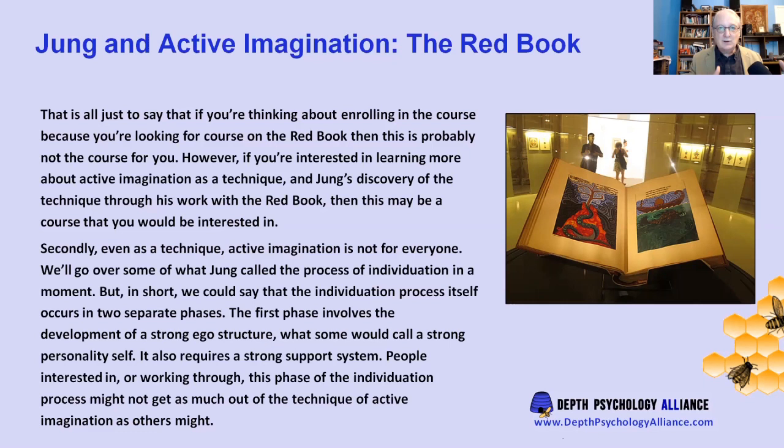There's no mention of the individuation process prior to his work with the Red Book. That all came afterwards, as did much of what he had to say about the shadow, anima and animus. Certainly he was already theorizing about archetypes in the collective unconscious beforehand, but he really, really dug into it afterwards. So that's just to give us a little grounding and background, I hope, about the technique and just how powerful it can be. It certainly was powerful in Jung's life.